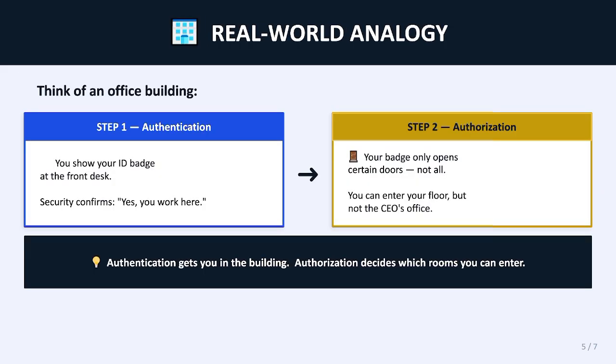This is a real-world analogy. Think of an office building. Authentication is you showing your ID badge at the front desk. The security check says yes, you work here. So now they know you work here. The badge only opens specific doors, not all. You can enter your floor but not the CEO's office. That is authorization. Maybe if you're just a base worker or an intern, you have no business in the server rooms or floor 56 where the high-ranking senior officers are. So authentication gets you into the building, authorization decides what room you can enter.